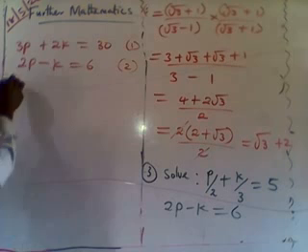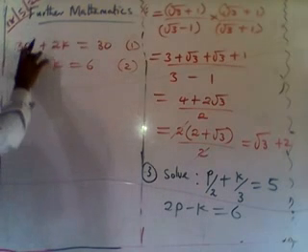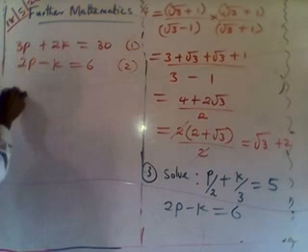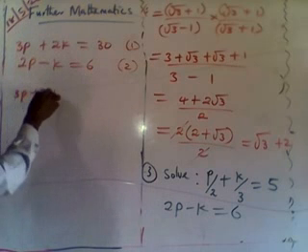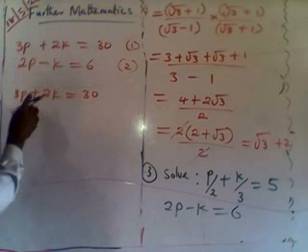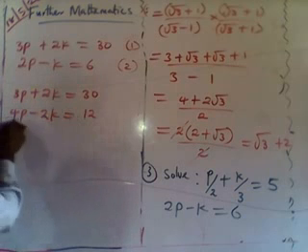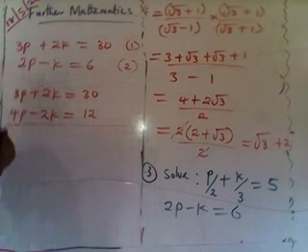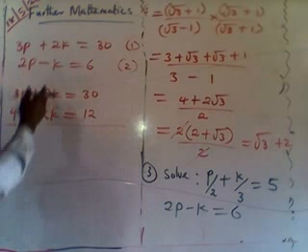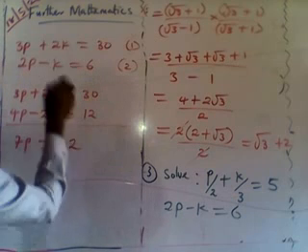Although I don't need to be saying that, if I multiply this by 1 and this by 2, I'm going to have 3p plus 2k is equal to 30. Then this one will become 4p minus 2k is equal to 12. So I can now add the two equations together. If I do that, this and this will be what? 7p. This and this will vanish, and it's equal to 42.